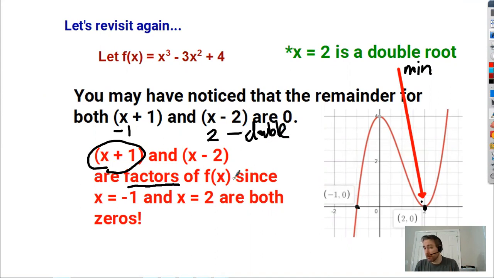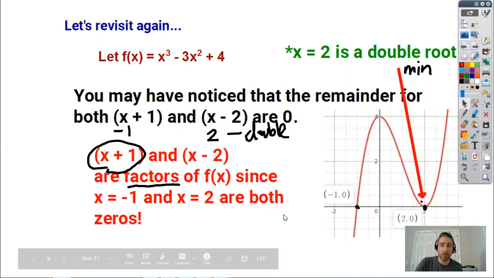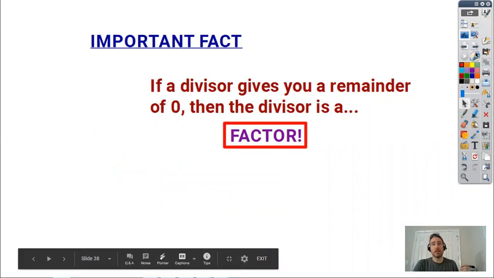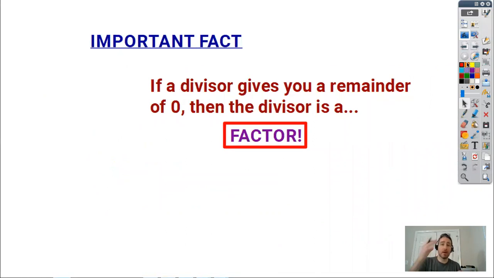And you both get a remainder of 0. See how that 0 remainder and plugging in and getting 0 as a value is that relationship there. So basically the idea is anytime you plug in and you get a remainder of 0, that divisor ends up being a factor.